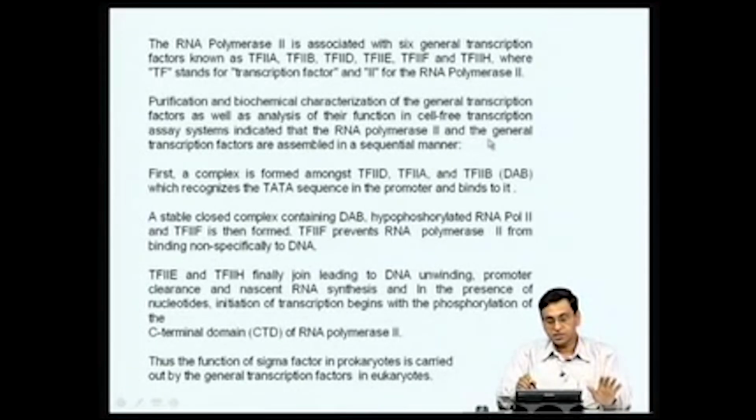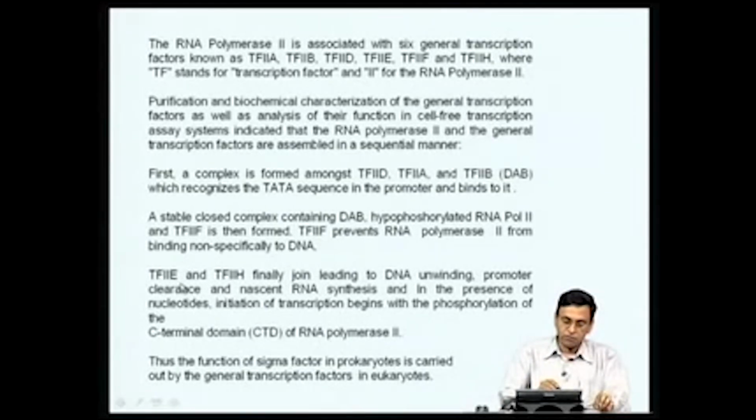Now, this also we discussed in detail, wherein I told you that first a complex called a DAB complex involving TF2D, TF2A and TF2B is first assembled, and this is the one that actually recognizes the TATA sequence in the promoter region. Once the DAB complex is formed, the RNA polymerase 2 in conjunction with TF2F is recruited to this pre-initiation complex, and the TF2F actually prevents RNA polymerase from binding non-specifically to DNA. So, the specificity of RNA polymerase to promoter is actually brought about by general transcription factors.